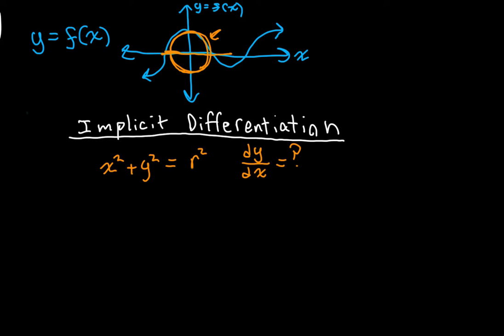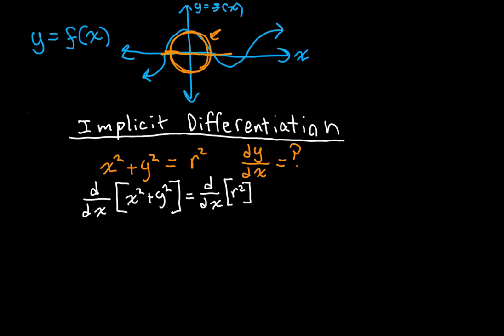Essentially what you do is you just take the derivative of both sides of the equation, right? You can do that. They're both equal. So we just take the derivative of both sides and they'll stay equal. So what happens when we do that? We take the derivative with respect to x of x squared plus y squared is equal to the derivative with respect to x of r squared. Okay, well, the derivative of r squared, that's just going to be 0, right? There's no x in there.